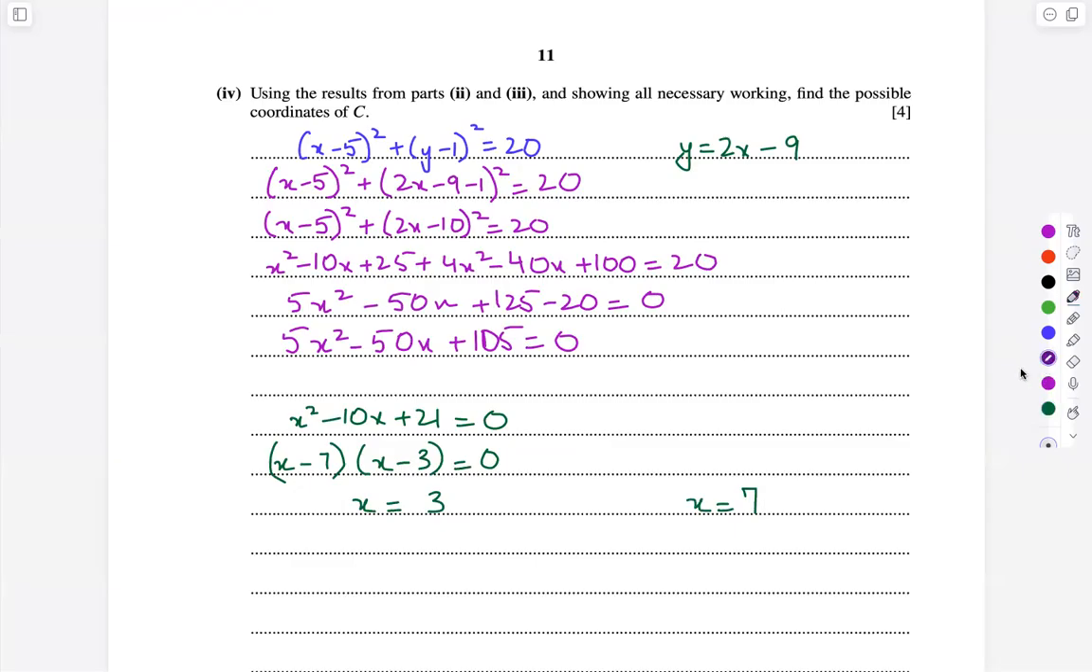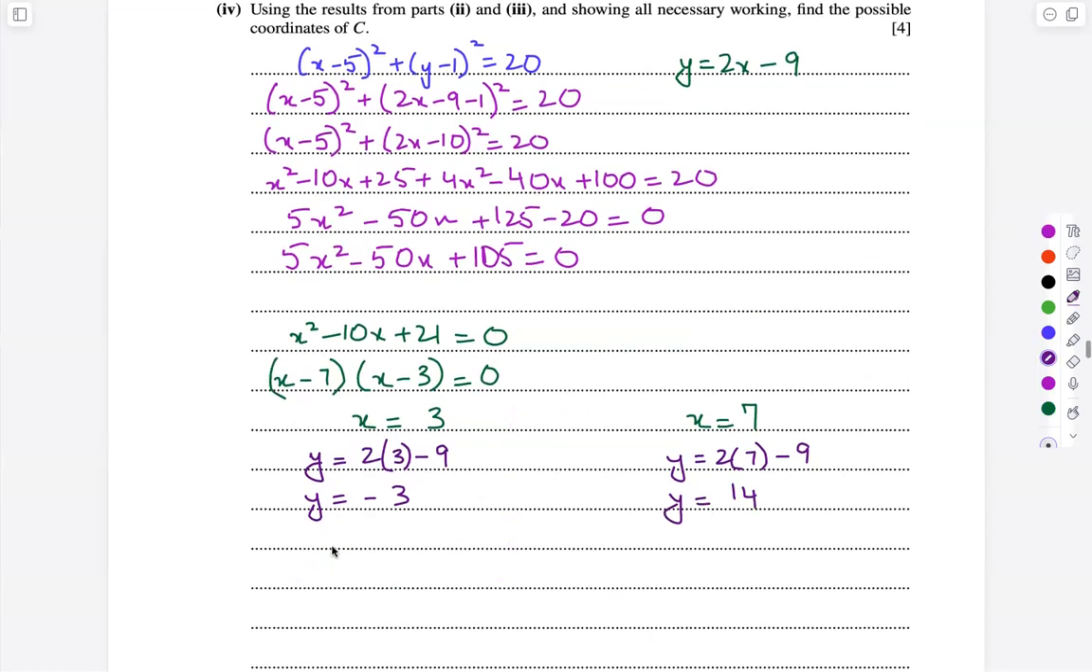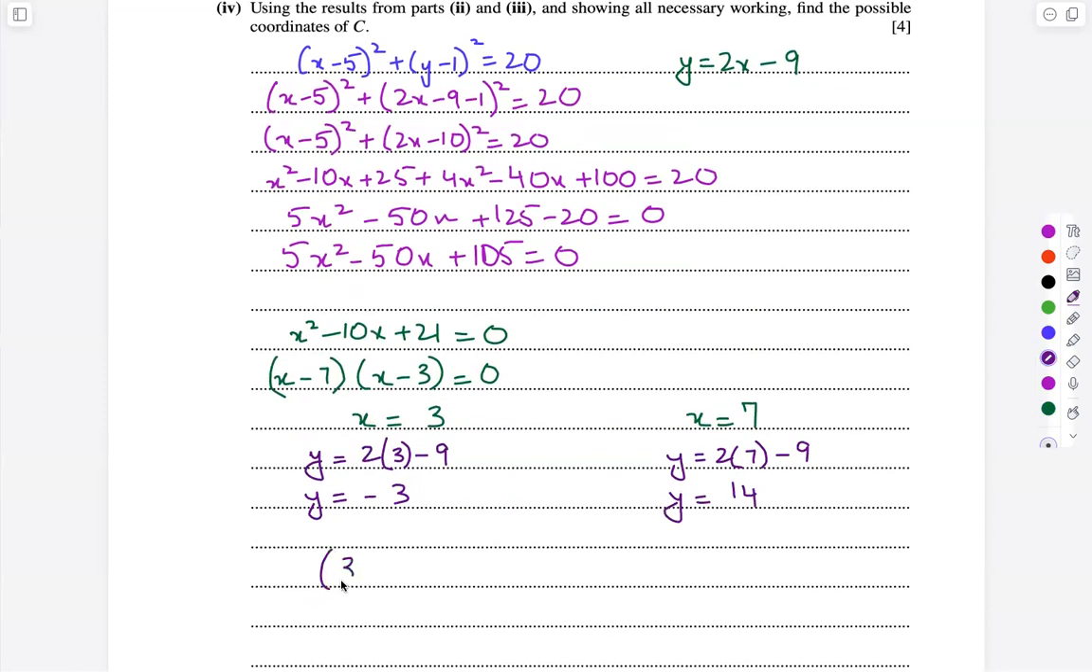Once we have the x values, now we can find the y values by substituting these x values in either of the two equations. So using the simpler equation, which is y equals 2x minus 9, this will become 2 into 3 minus 9, and this will become y equals 2 into 7 minus 9. So it's 6 minus 9, the y coordinate will become minus 3, and over here the y coordinate will become 14 minus 9, that is 5. So we can write that the possible coordinates of C can be 3 comma minus 3 and 7 comma 5.